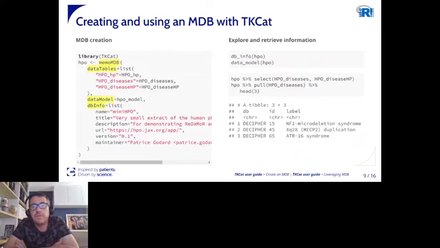Intuitively, the DB info function returns general information, and the data model function returns the data model. The select function is used to focus the MDB on a few tables, and the pull function to extract a specific table.